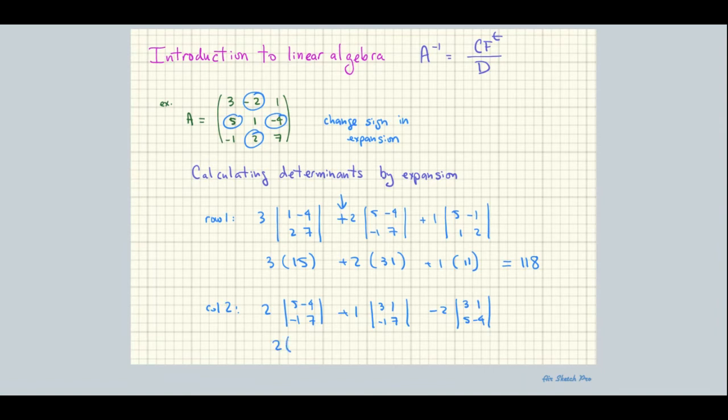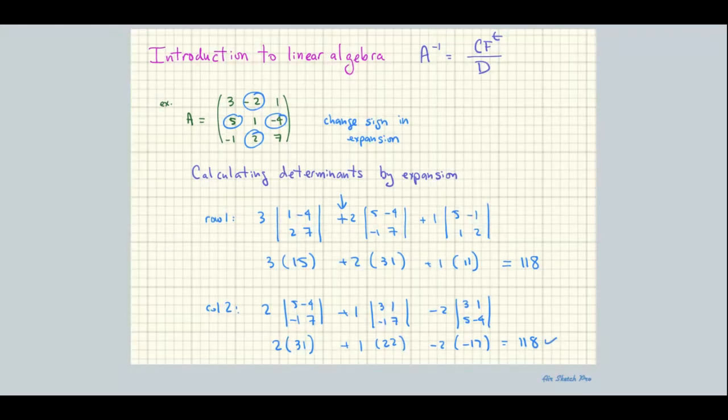This is going to be 2 times 35 minus 4, 31. We did that before. Plus 1 times 21 minus negative 1 is 22. Minus 2 times negative 12 minus 5 is negative 17. And when I do that calculation, I get 62 plus 22, 84, plus 34, bing.